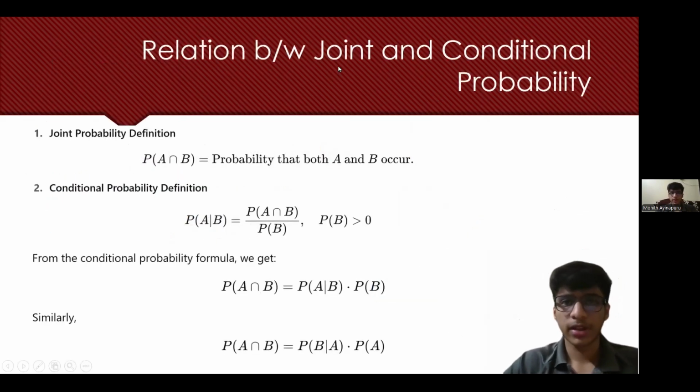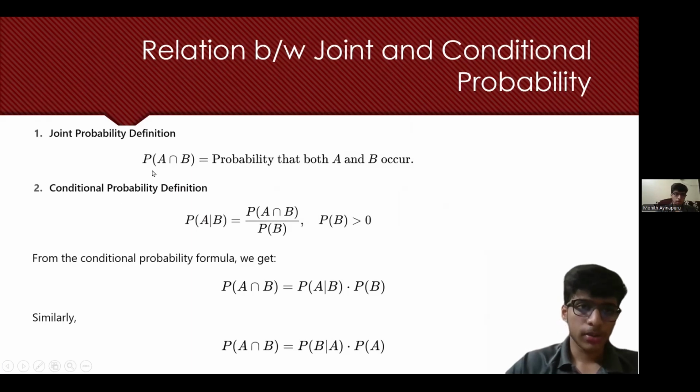The relationship between joint and conditional probabilities. What is joint probability? P of A intersection B is the probability that both events occur simultaneously. Conditional probability says P of A given B equals P of A intersection B divided by P of B, when P of B is greater than 0. If we multiply by P of B, moving it to the left-hand side, P of A intersection B equals P of A given B times P of B.